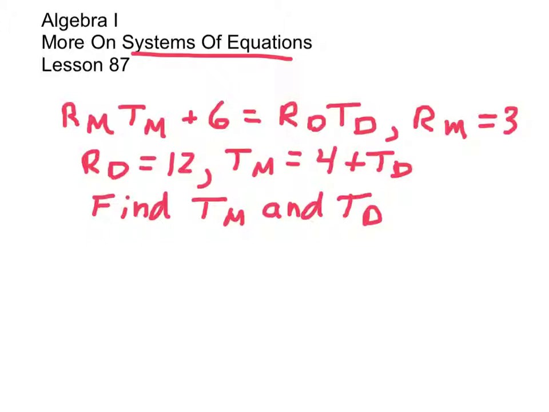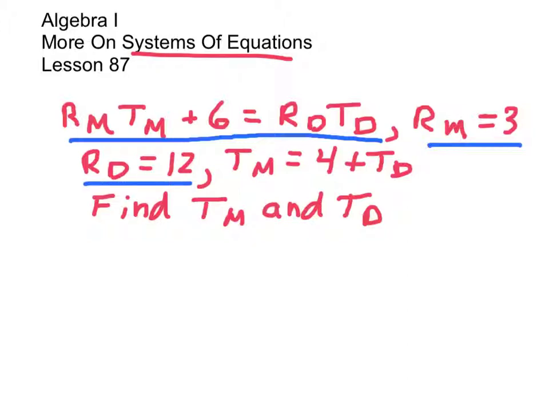So one equation I have, and I'm going to underline these in blue, is RMTM plus 6 equals RDTD. Another equation I have is RM equals 3. Also I have RD equals 12. And I have the equation TM equals 4 plus TD.